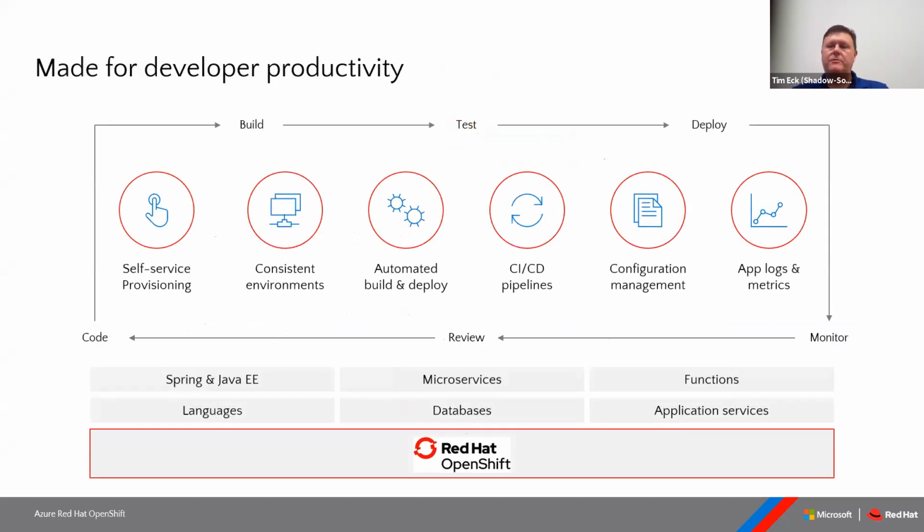It's also built around developer productivity. So we have services and capabilities and tools throughout the entire life cycle, right? All the way from provisioning. We have consistent environments. We have tools where developers can do automated build and deployment, CI/CD pipelines, configuration management, and then also visibility into the platform with app logs and metrics, right? So it really covers the whole gamut of different types of applications, multiple languages, databases, application services, microservices-based containers, and then also there is a capability to run functions within an OpenShift cluster as well.